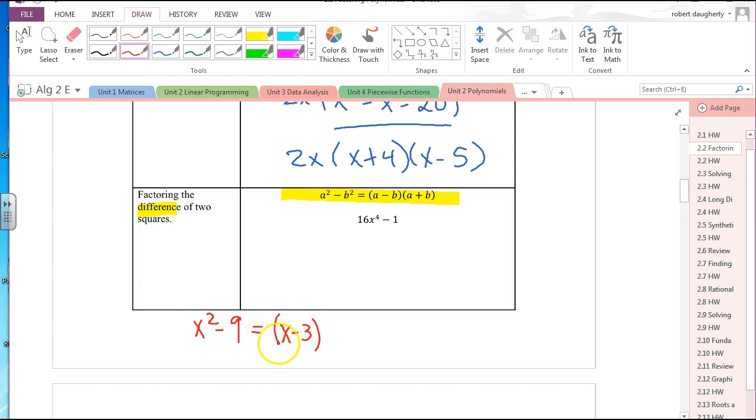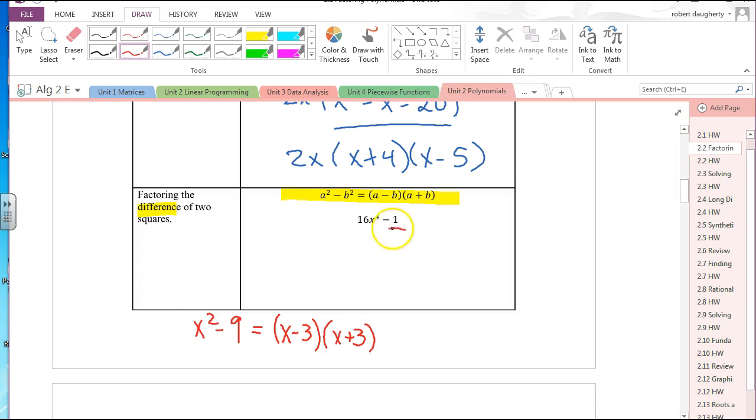x minus 3, x plus 3, okay? If I check it, when I multiply this, I get x squared minus 3x plus 3x. The x's go away, minus 9. Okay, so anytime you see two things that are perfect squares and they're subtracted, then you can factor that.